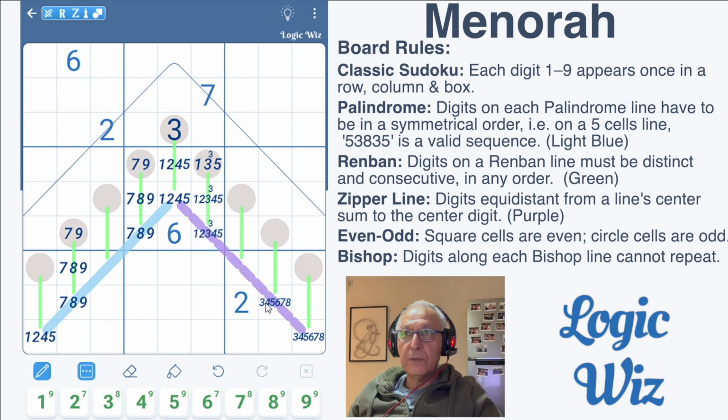And now we have here 3 and 4 minimum, 1 and 2 the minimum. The center on the zipper line cannot be smaller than 5. So 5, 6, 7, 8, or 9. That's the minimum. So we said that 1 cannot be here. 1 cannot be here. The only remaining place for 1 is here. Therefore, this one can no longer be a 1.